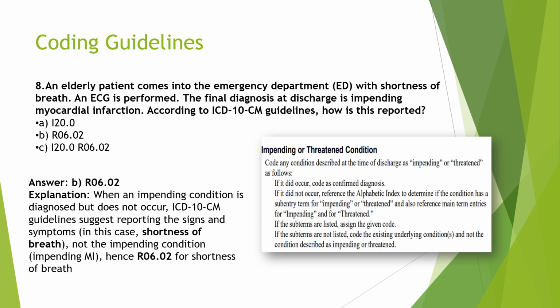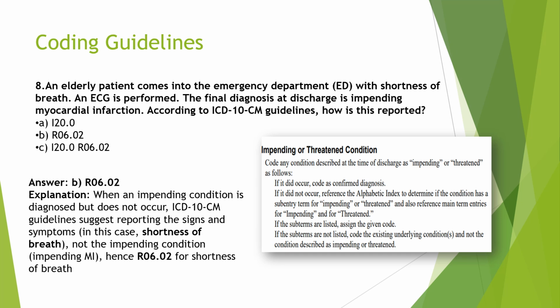So next, coming to one more ICD coding guideline. Many students have asked me this question and argued with me that the answer is I20.0, which is myocardial infarction. So read the question. An elderly patient comes to the ED with shortness of breath. An ECG is performed. The final diagnosis at discharge is impending myocardial infarction. Again, I'm not sure whether this question is complete or not. I'm just helping you with the guideline.